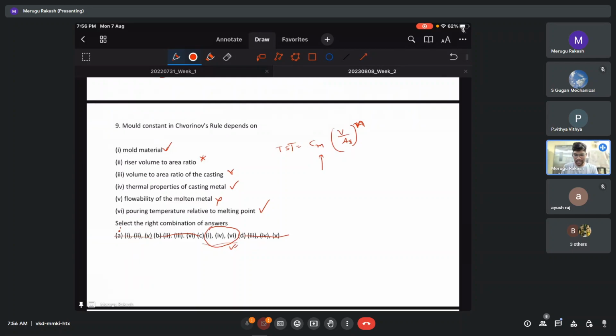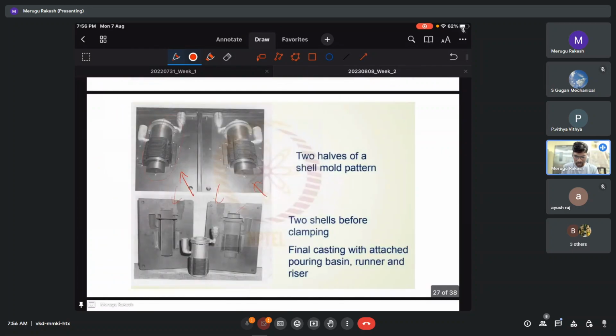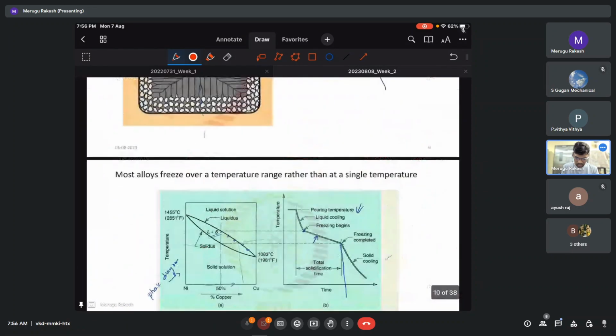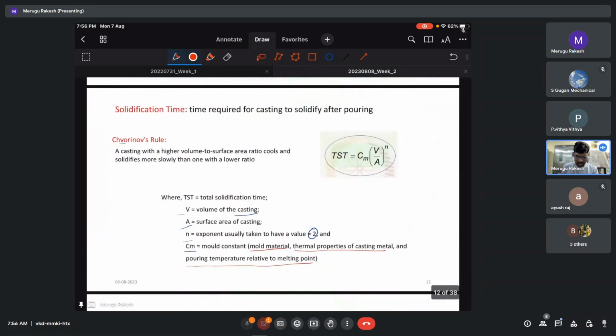I have discussed this earlier. I'll just show, so you'll be confident enough. If you see this mold constant, it is depending on the mold material, thermal properties, and then pouring temperature related to the melting point. Clear?